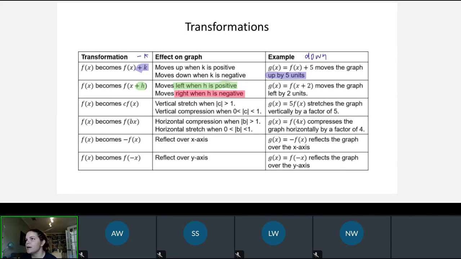If we put a number in front of the parent function, we'll call that number c. If c is bigger than 1, or we're just looking at the number. So even if it's -4, if the absolute value of c, so just the base number, is bigger than 1, it's a vertical stretch. If the number for c is between 0 and 1, we call that a vertical compression.